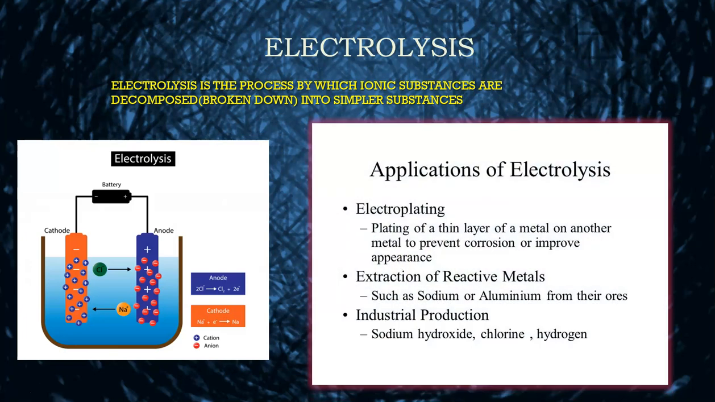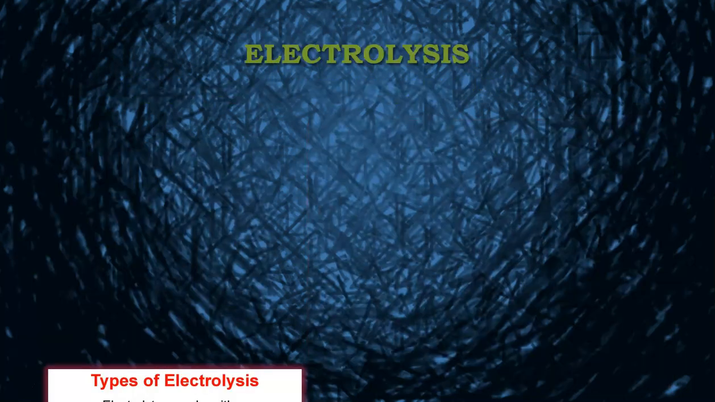Let's talk about the application of electrolysis. Number one is electroplating. Plating of a thin layer of a metal on another metal to prevent corrosion or improve appearance is called electroplating. Number two is extraction of reactive metals such as sodium or aluminium from their ores. Number three is industrial production, that is industrial production of some bases, chlorine for bleach and hydrogen gas for different other purposes.